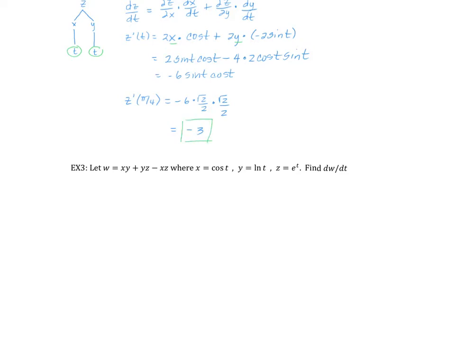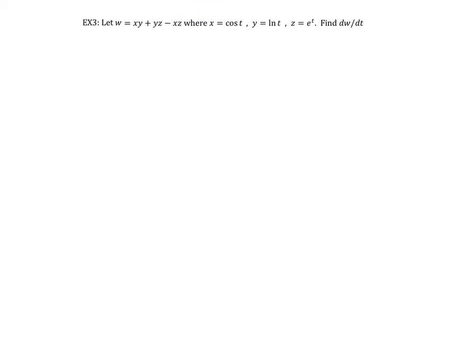Okay, let's try another example. Example 3. I have my function w. It looks like it's written in terms of x, y, and z, 3 variables. X is a function of t, y is a function of t, and z is also a function of t. We're supposed to find dw dt. If you wish, you can draw a diagram, but you don't have to.